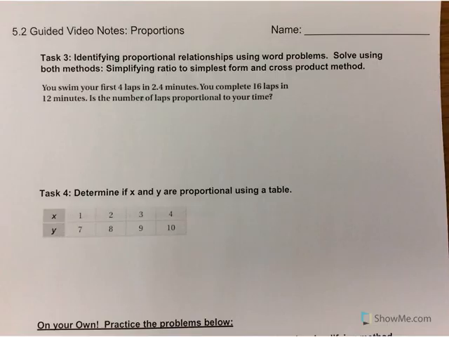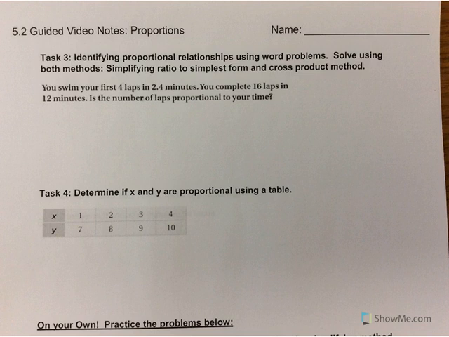Task 3, identify proportional relationships using word problems. Solve using both methods: simplify the ratio to the simplest form, and cross products. It says you swim your first 4 laps in 2.4 minutes. You complete 16 laps in 12 minutes. Is the number of laps proportional to your time?